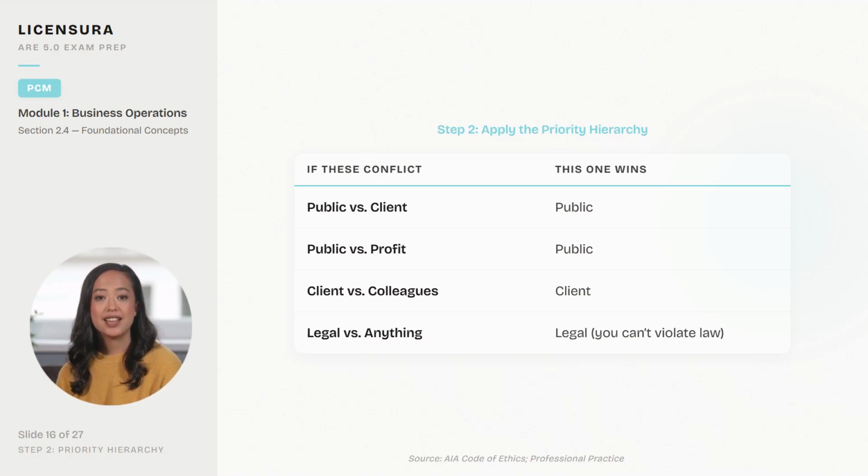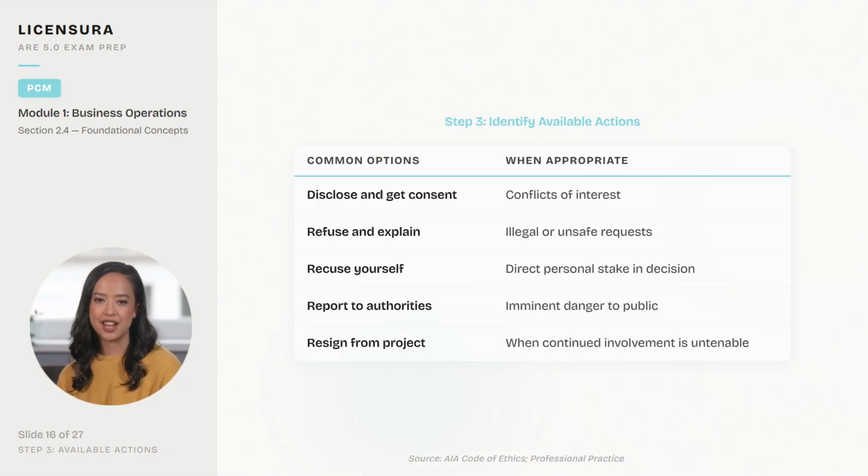Step 3. Identify your available actions. You've basically got a menu of responses. Disclose and get consent. That's your go-to for conflicts of interest. Refuse and explain. That's for illegal or unsafe requests. Recuse yourself when you've got a direct personal stake in the outcome. Report to authorities when there's imminent danger to the public. And resign from the project when continued involvement just isn't tenable anymore.